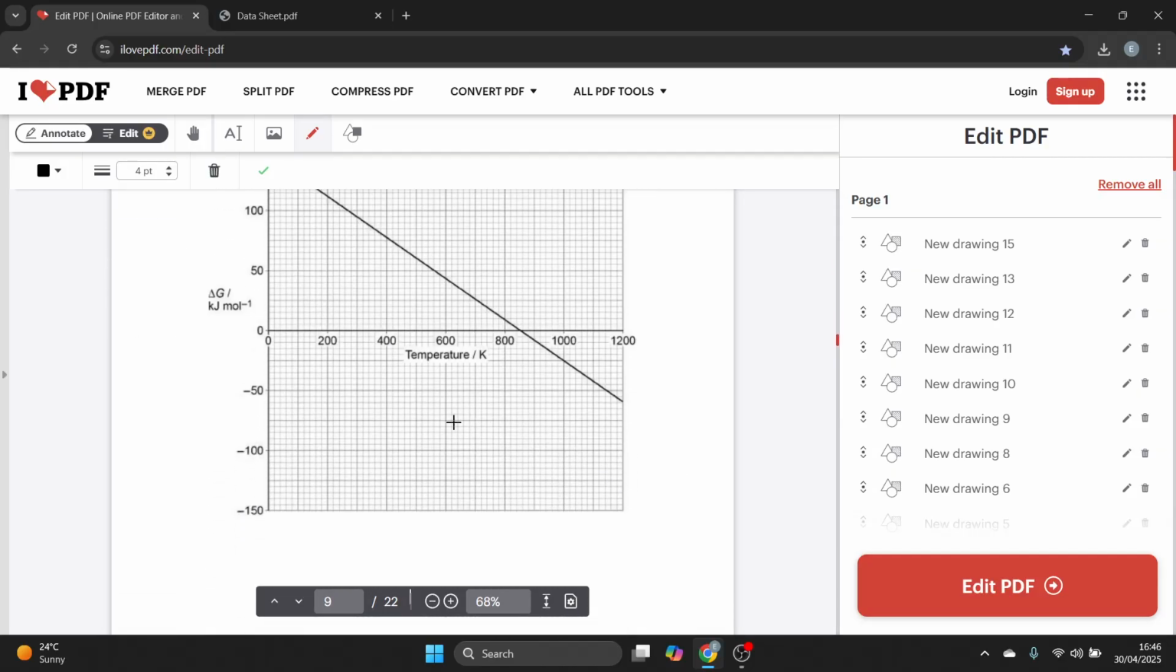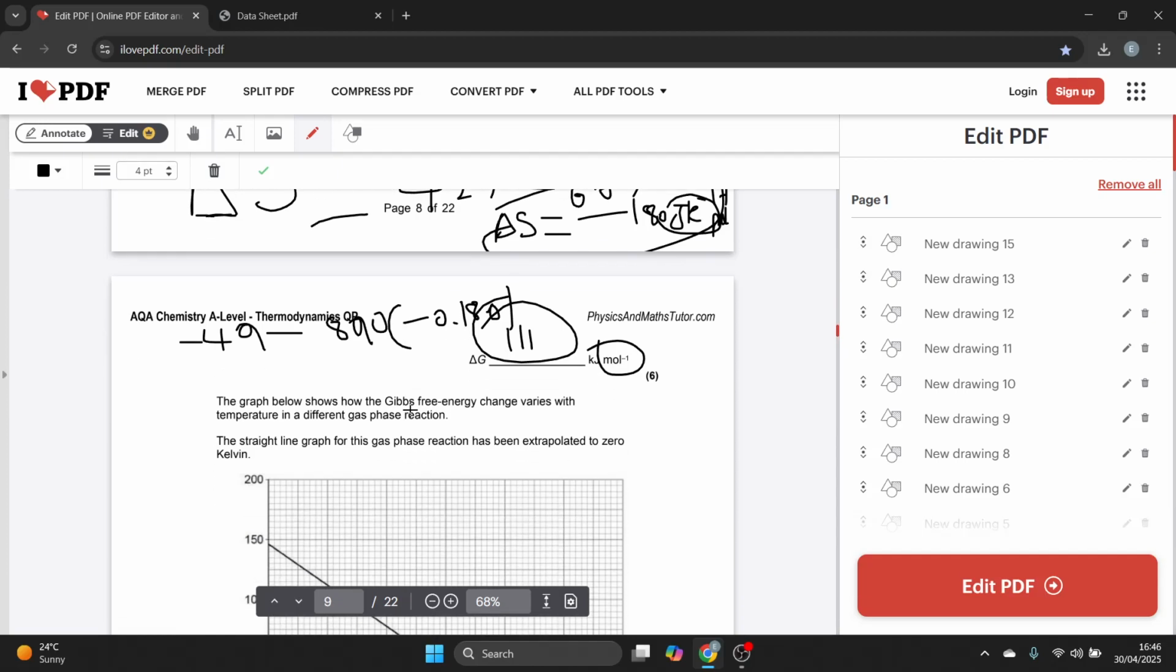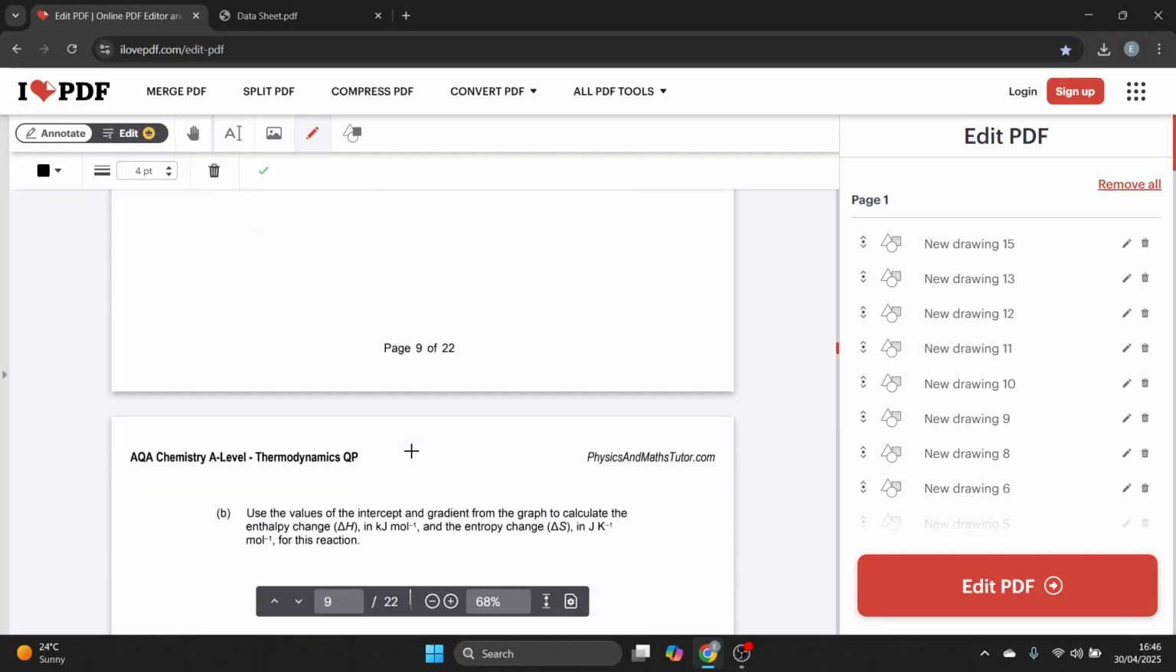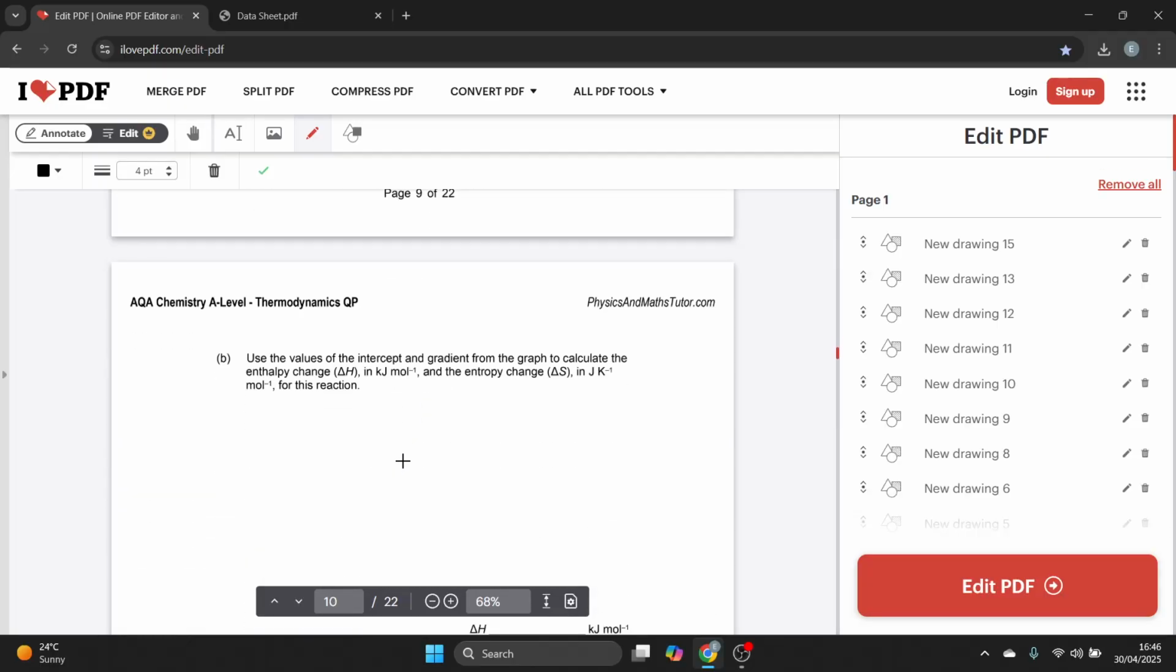Perfect. Okay. The second part: the graph below shows how the Gibbs energy change varies with temperature in a different gas phase reaction, a straight line graph extrapolated to 0 Kelvin. Use values of intercept and gradient from the graph to calculate the enthalpy change. Well, let me just write down the equation again, and hopefully you can see something. Delta G is delta H minus T delta S.